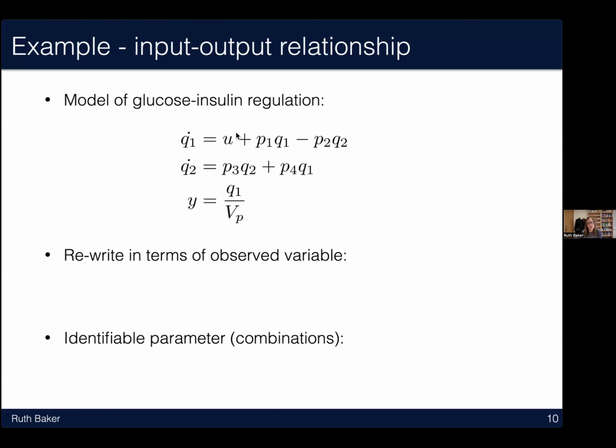They're functions of time, and they evolve according to these ODEs. I've got a control input here called U. U is something that I can specify. It's an input, a function of time. And then within my model, I've got 4 parameter values, P1, 2, 3, and 4. Then what I'm going to assume is that the only thing I can measure is Q1 divided by another parameter, which is known as VP. So my question is, if I have perfect data for Y, can I estimate the parameters of my model?